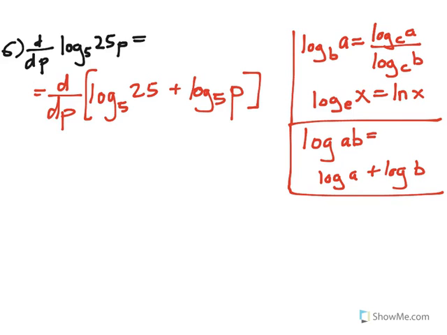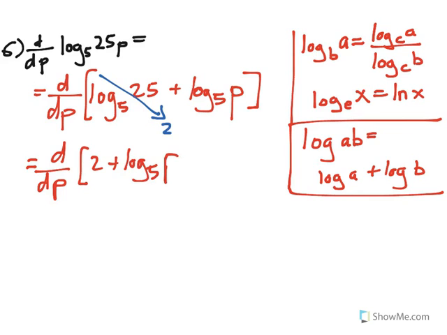Okay, log base 5 of 25 becomes 2. So this is going to be d/dp of 2 plus log base 5 of p. And so now probably the best thing to do is to distribute the derivatives. And we're going to have to do a little bit more algebra.